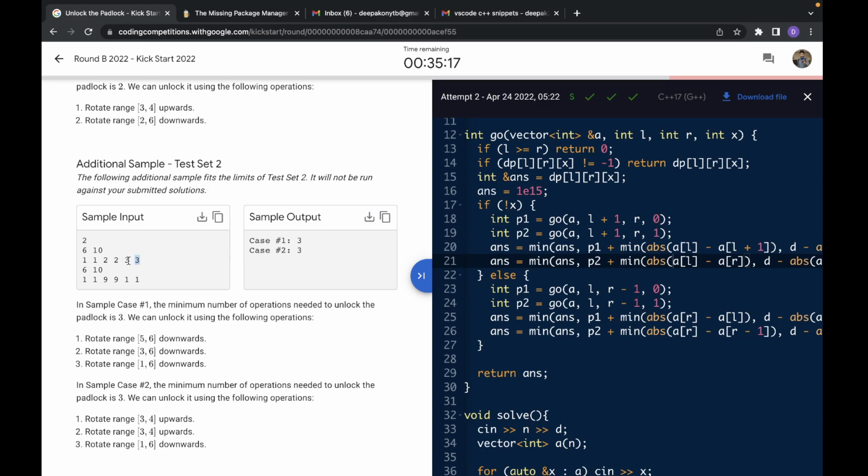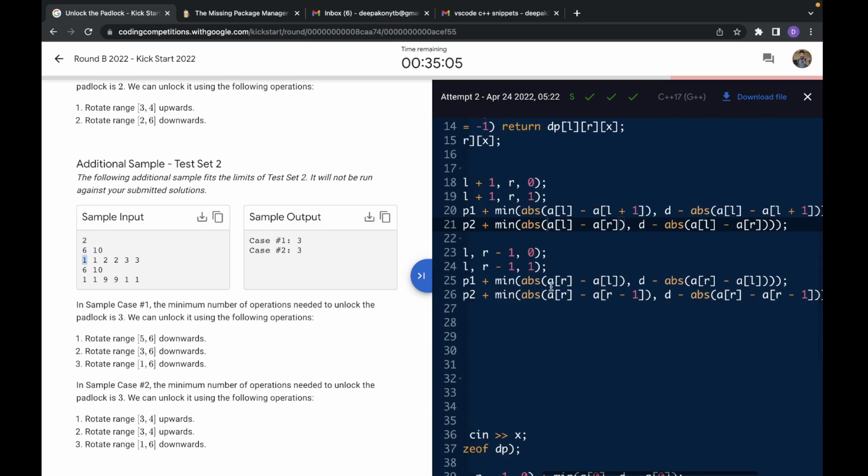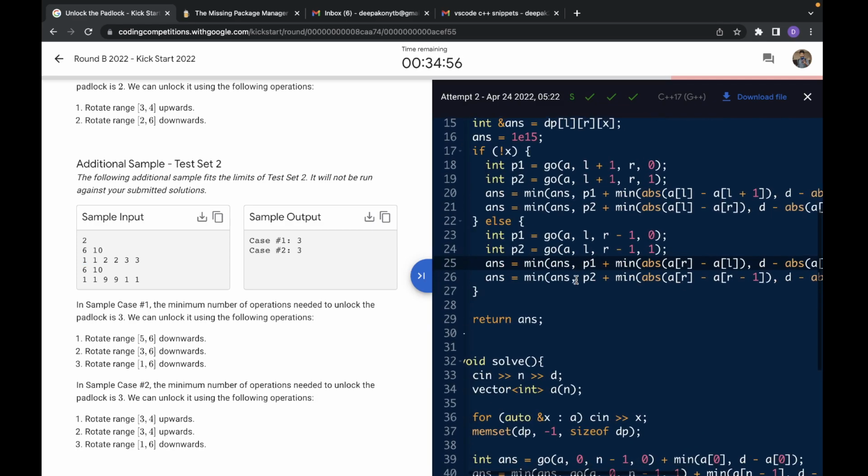So again, you'll have two recursive calls for this part, that you'll make it equal to this number or you make it equal to this number. So these are the two recursive calls. And again, you do the same thing. You'll add the minimum of those two values, either that difference or d minus difference.